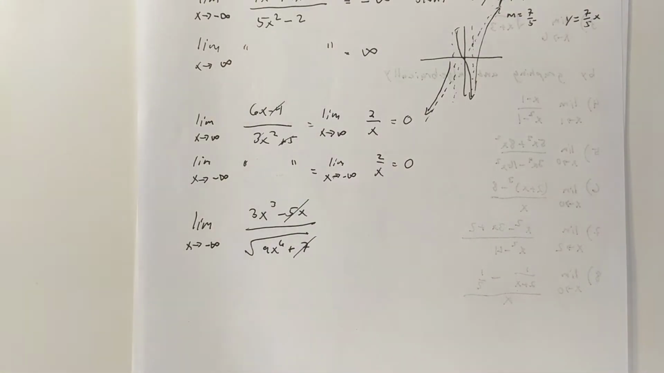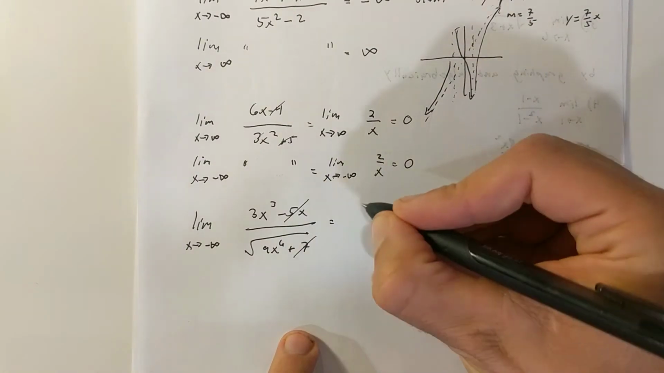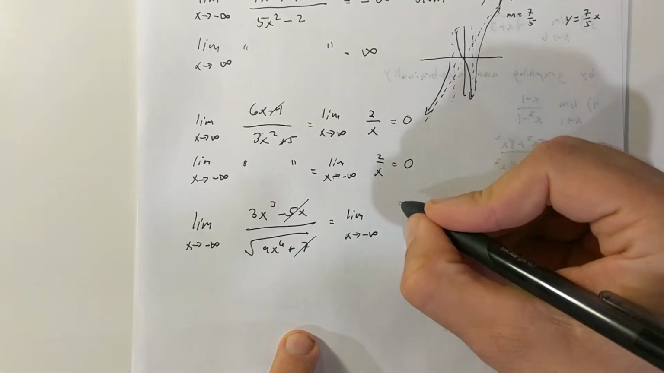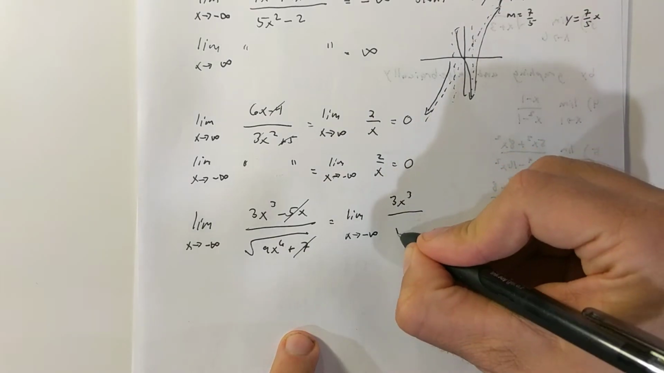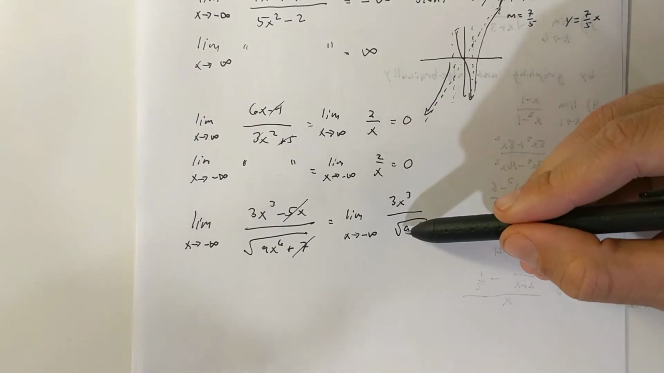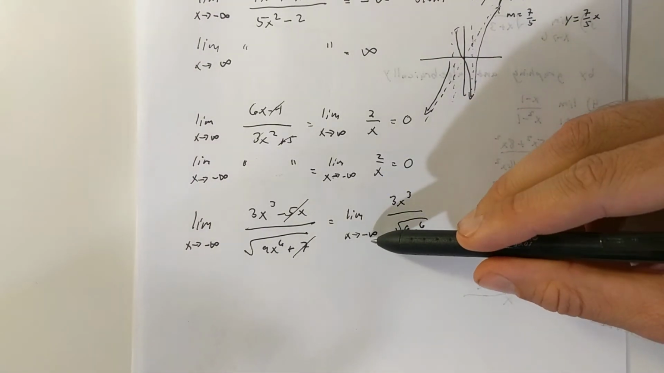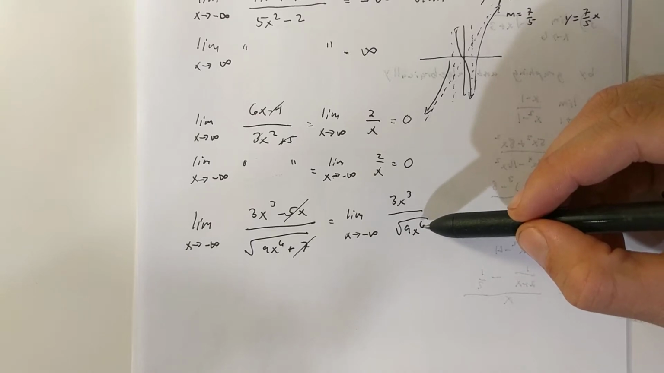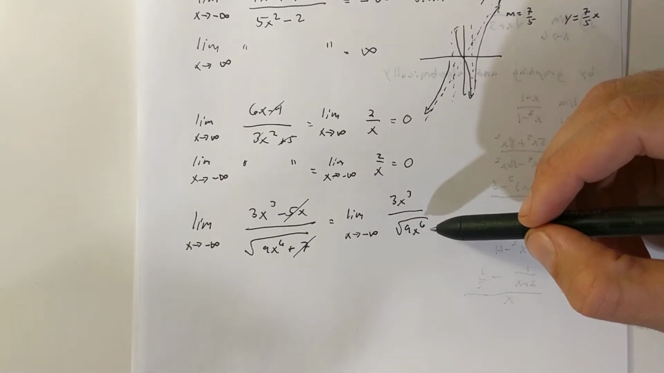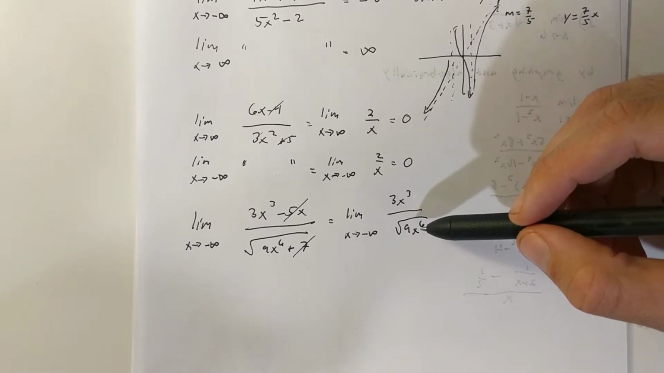But again, we'll rewrite it as the limit as x approaches negative infinity of 3x cubed over the square root of 9x to the 6th. Now, what happens to the square root of 9x to the 6th? If I plug in a negative number, taking it to the power of 6 means that it's going to actually be positive. Then we're going to take the square root, and the square root of a positive number is positive.